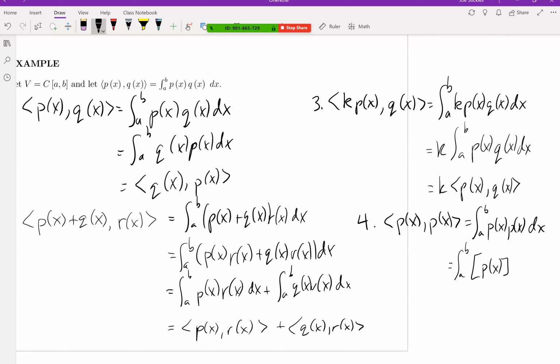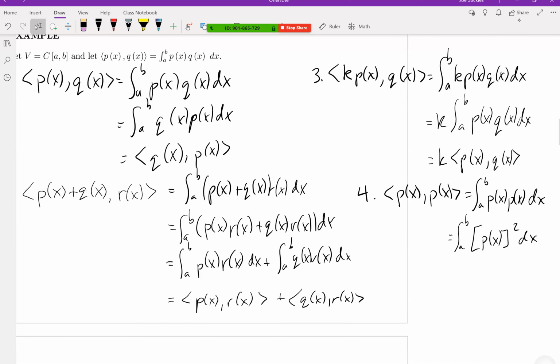That is now the integral of the function p of x quantity squared. So this is what I mean by now you have to remember a little bit about calculus and knowledge of your functions. Certainly, we know that p of x squared is greater than or equal to 0 on the interval from a to b. We know that the integral also must be greater than or equal to 0.